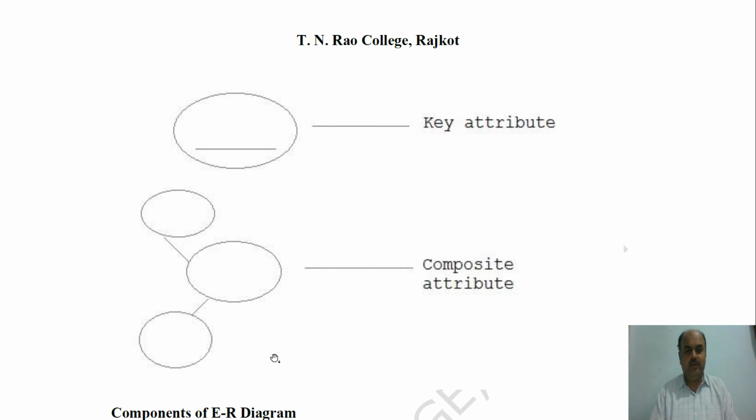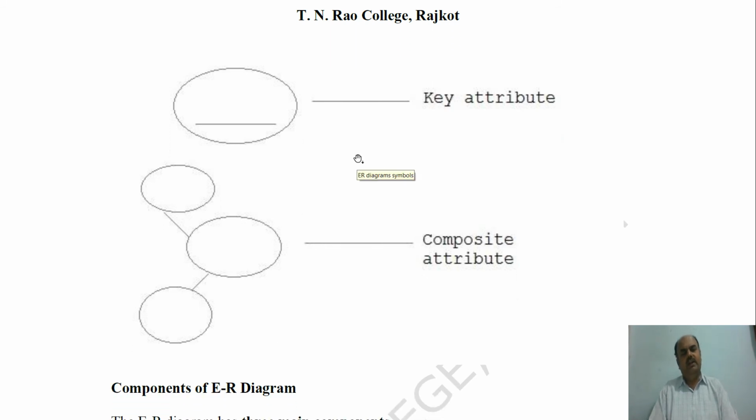Next, you can see the key attribute. Key attribute means the attribute for which the primary key is defined. Any table which has a column as a primary key is represented in the ER diagram as an oval shape with an underline. Here the name of the column, the attribute name, will be written. Suppose you talk about a student, then the student roll number will be unique and not null. So student roll number will be defined as a primary key, and that primary key roll number is written with an underline.